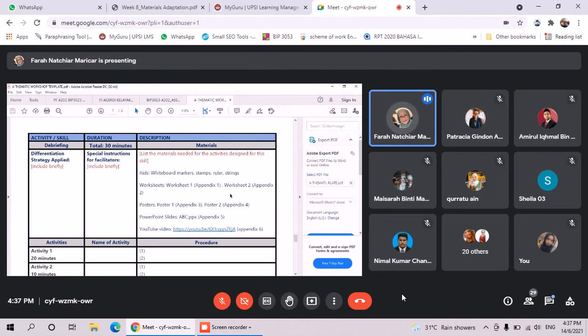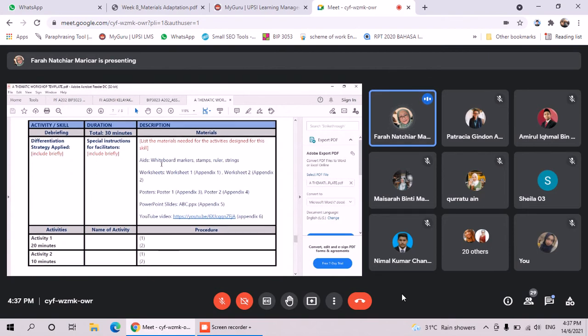I've actually just given you some examples here, and you can just rewrite this. If you use video, this is how you're going to write it. If you use slides or a poster, we have appendixes here, so that should give you an idea of what to fill in. Aids here, I've put them in terms of teaching aids: whiteboard, markers, stamps. So it should give you an idea.